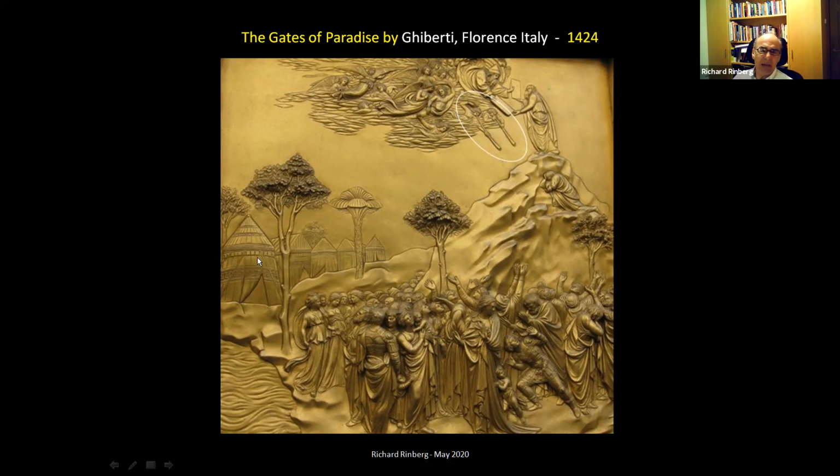We look at these gates and these panels and we think, very, very nice. They took Ghiberti over 20 years to produce. 21 years of his life went into this, but they are really remarkable.